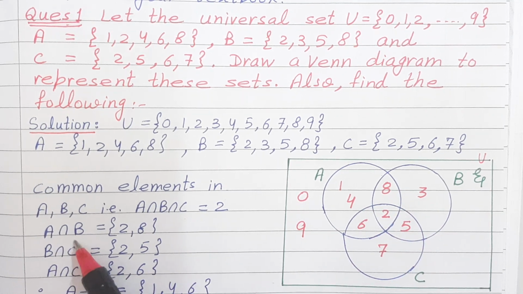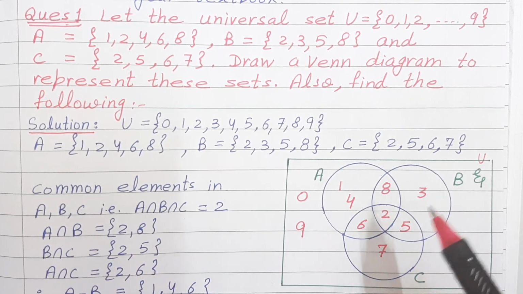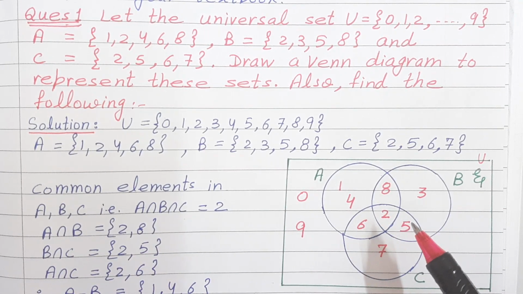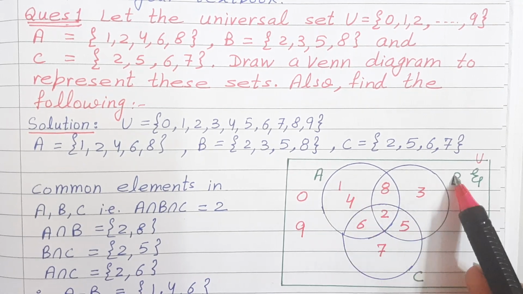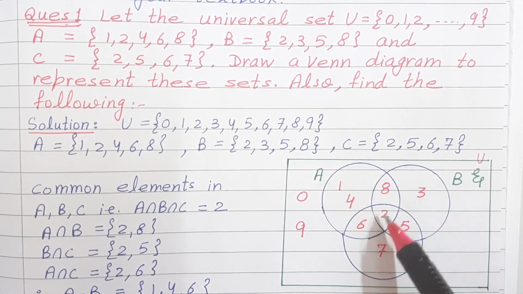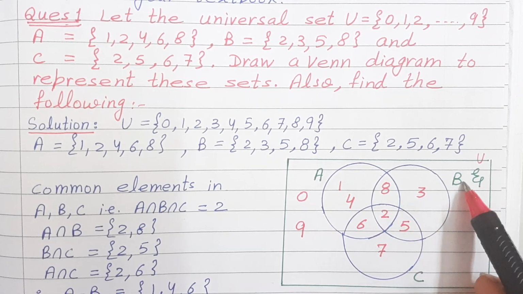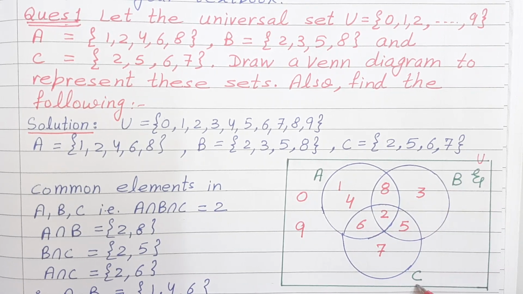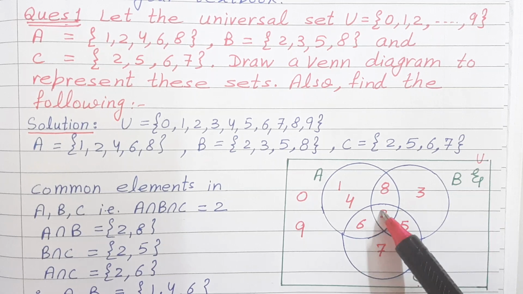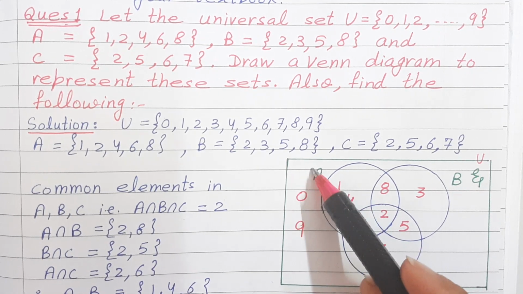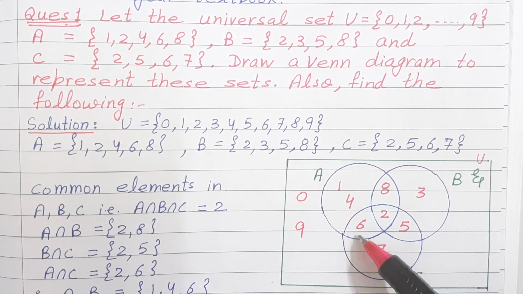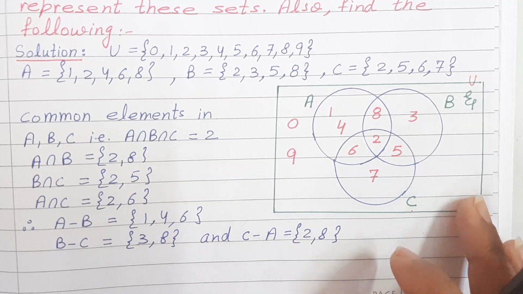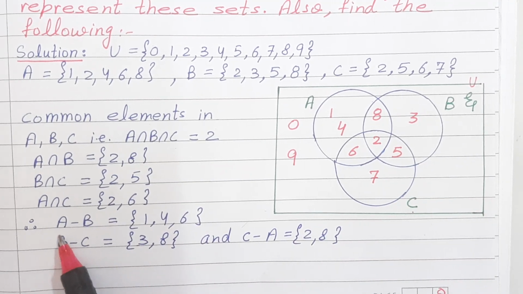Then A intersection B is 2 and 8, right? A and B, the common elements are 2 and 8. Similarly, B and C, the common elements are 2 and 5. And between A and C, the common elements are 6 and 2. Right?